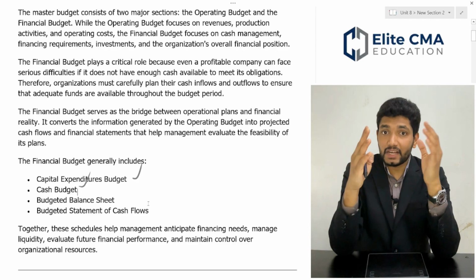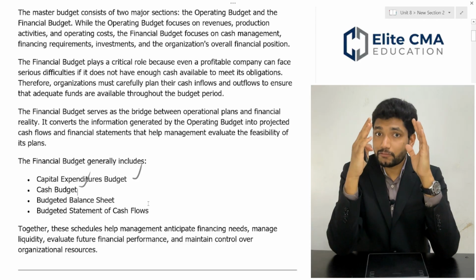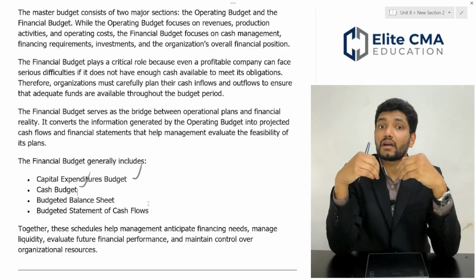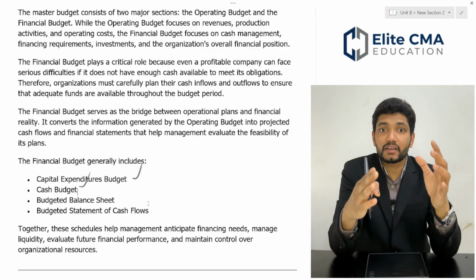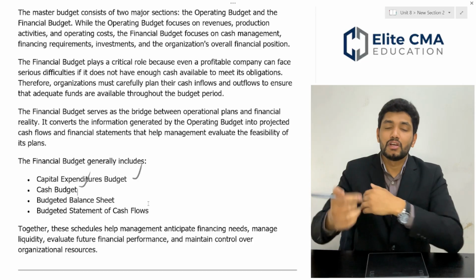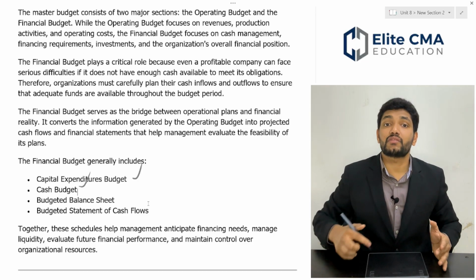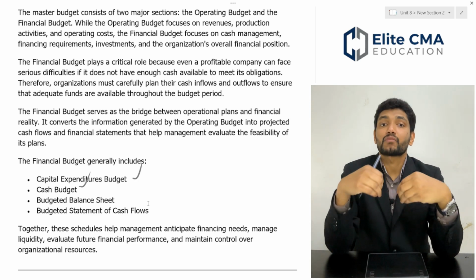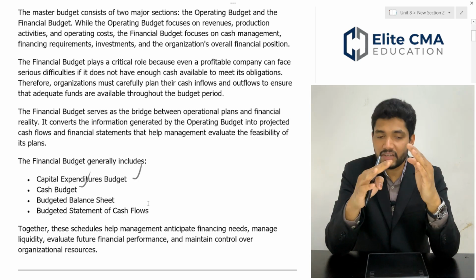All of this will help the management to see the expected financial position and financial result of the company based on the operating budget. So the financial budget typically starts from the operating budgets. Once you develop your operating budget, you can start developing the financial budget as well.